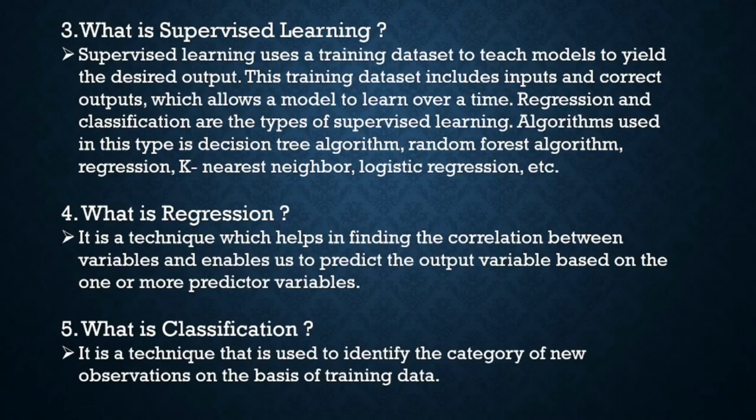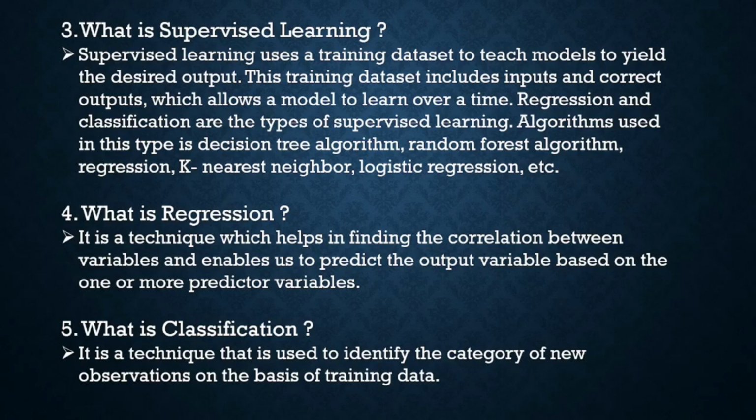Question number 3. What is supervised learning? Supervised learning uses a training dataset to teach models to yield the desired output. This training dataset includes inputs and correct outputs, which allows a model to learn over time. Regression and classification are the two types of supervised learning. Algorithms used in this type are decision tree algorithm, random forest algorithm, regression, k-nearest neighbor, and logistic regression.